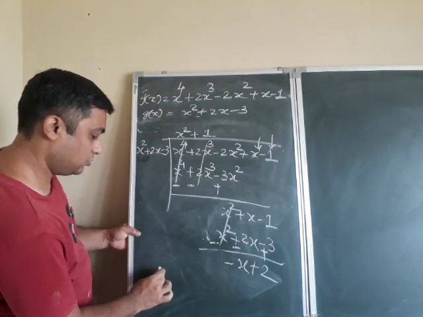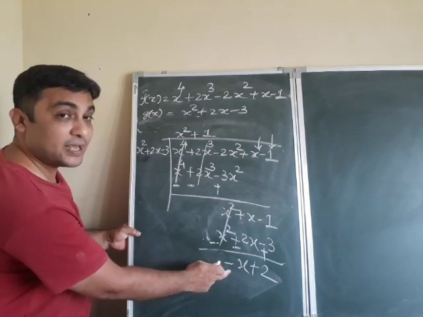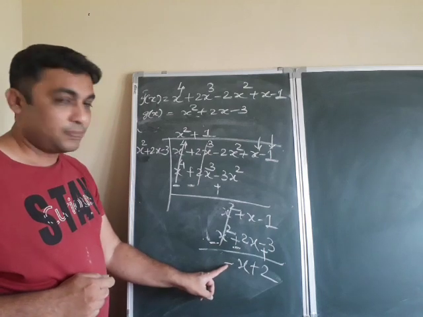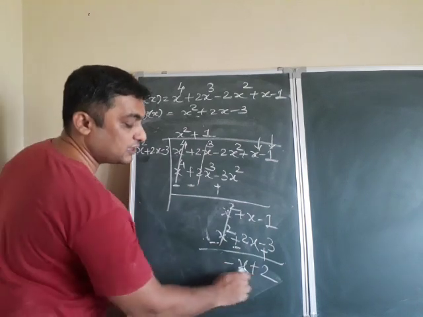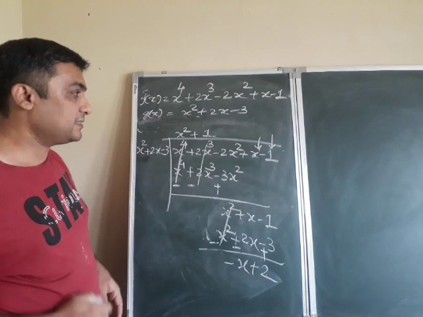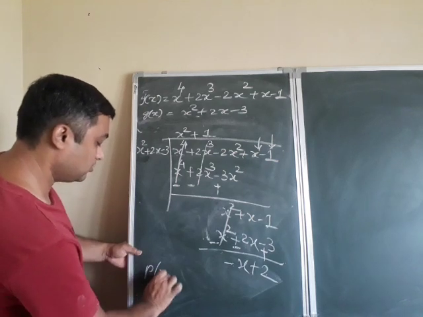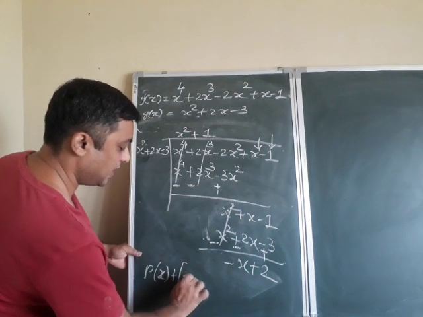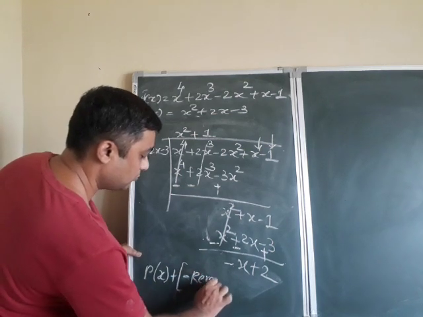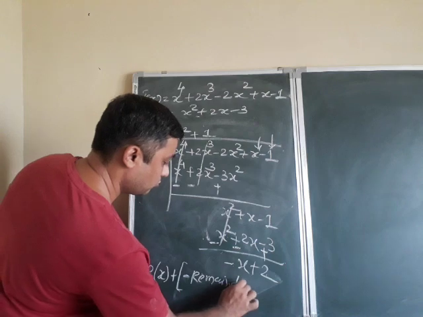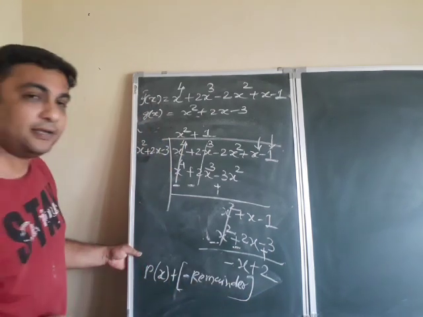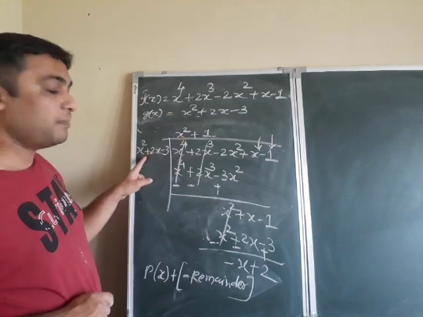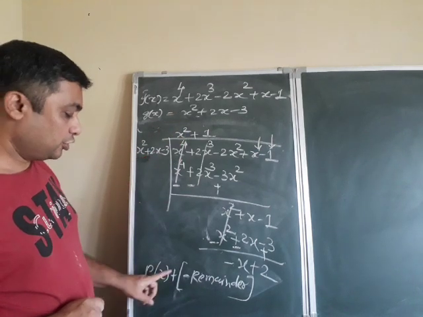So what would be added? Tell me. Minus remainder would be added. Minus remainder means this would come with its opposite sign. Minus remainder is added. So p of x plus minus remainder. Okay, so this should be added to make it divisible by divisor.